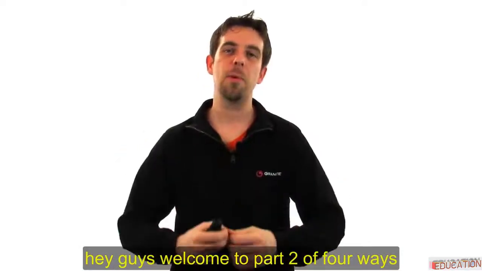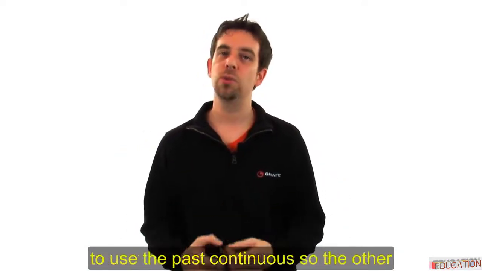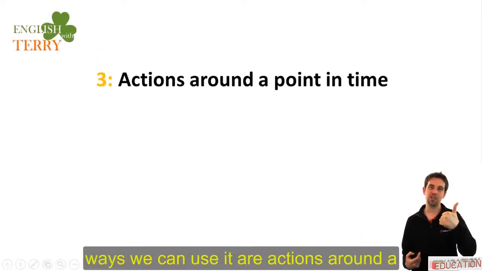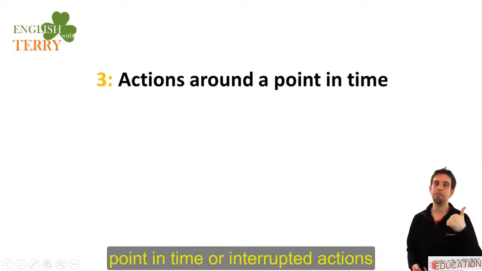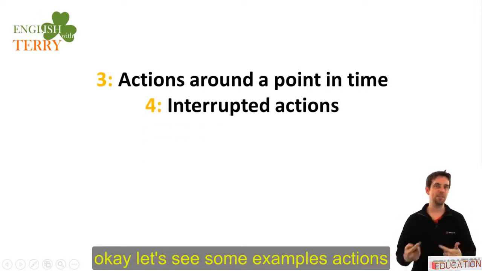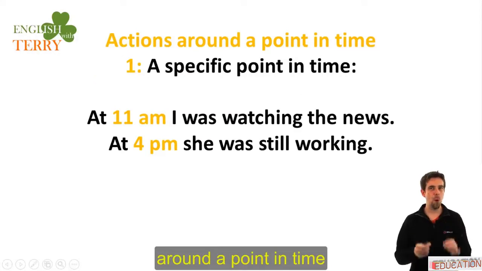Hey guys, welcome to part 2 of 4 ways to use the past continuous. So the other ways we can use it are actions around a point in time or interrupted actions. Okay, let's see some examples. Actions around a point in time.